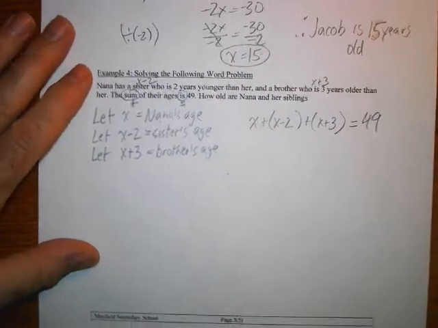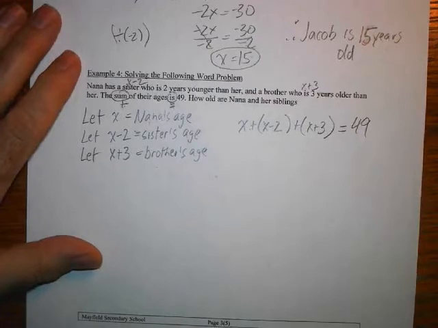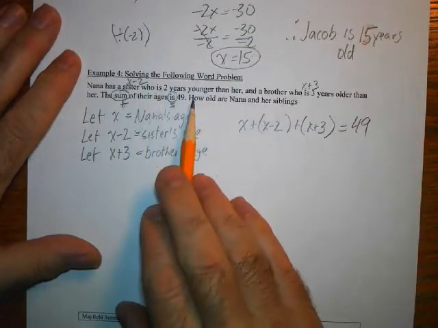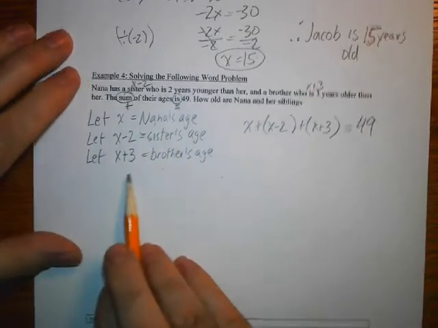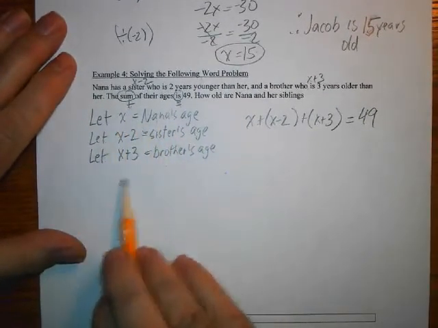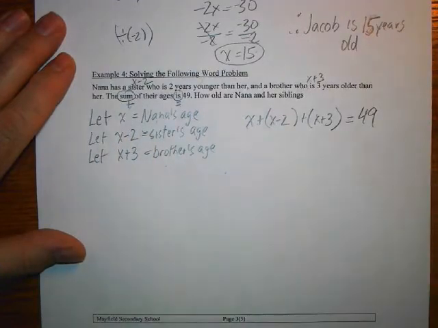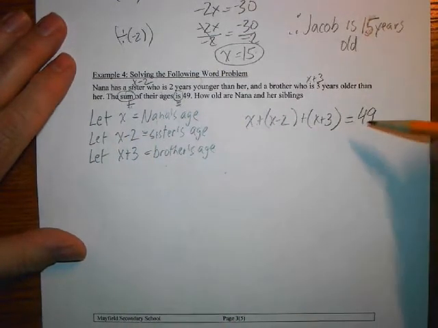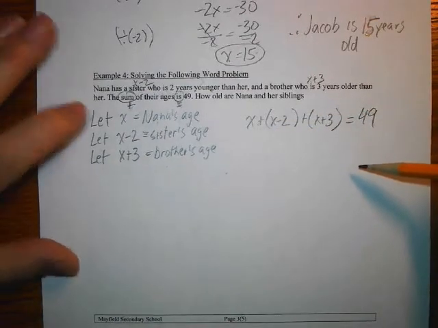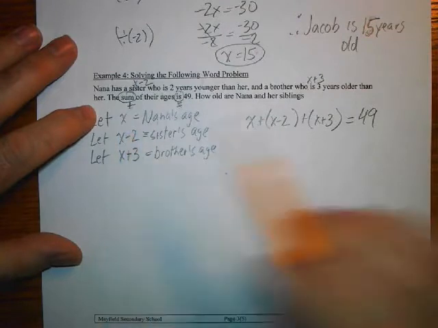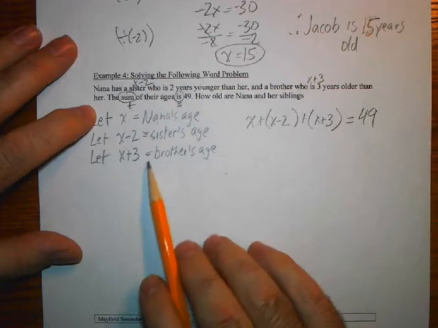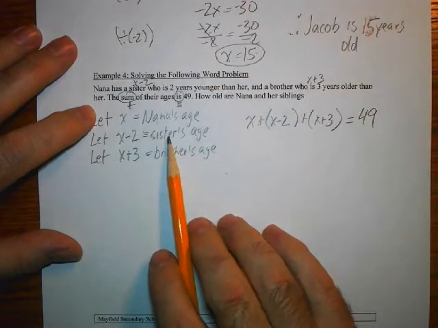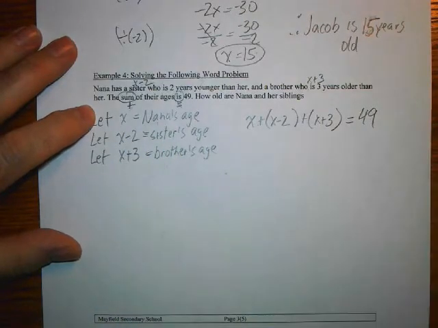Okay. So now we've translated the words into an equation. We've kind of got our documentation here. What are each of their ages in terms of x? And so now what we want to do is solve this equation for x. Once we're done, that will give us Nana's age, because that's what x represents. And then once we've got Nana's age, we can figure out her sister's age by subtracting 2, or her brother's age by adding 3.